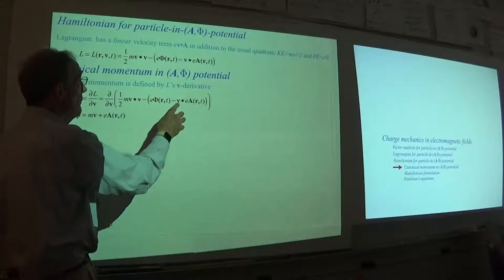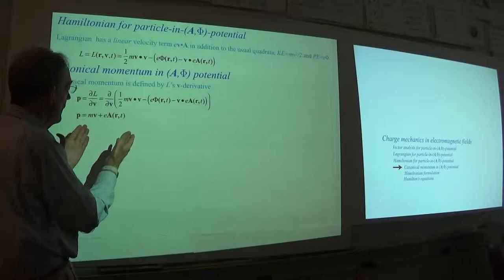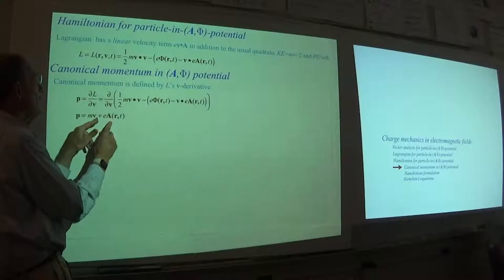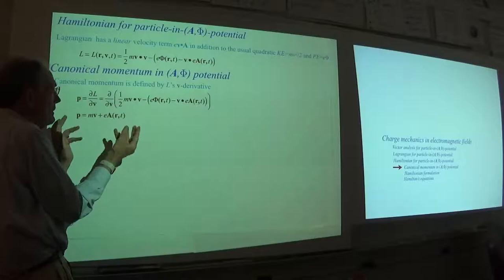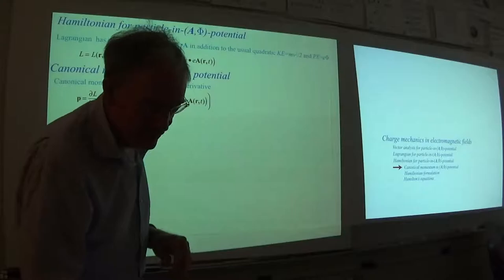But I get this guy. I get the vector potential sitting right next to velocity. This is electric charge times the vector potential. This is mass times velocity. So the idea that A has something to do with velocity, that is motion, is very important. So remember, it was the streamlines and all of the stuff we talked about in fields. This is where you kind of see it.